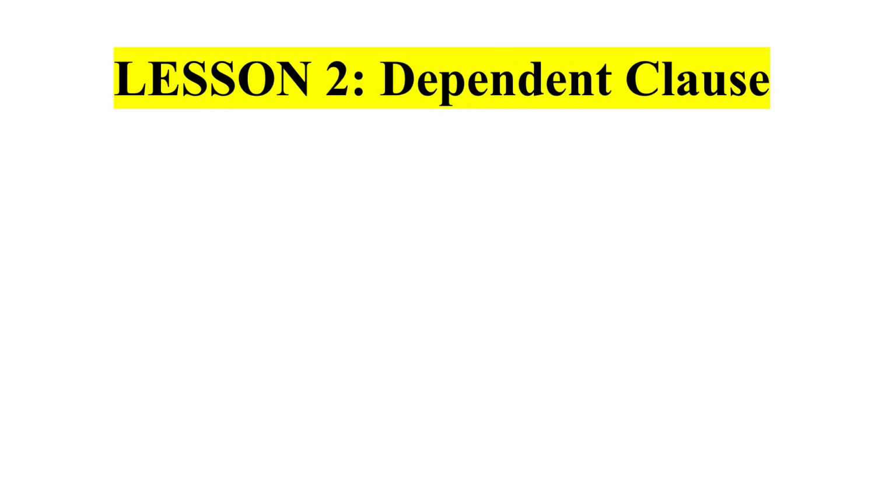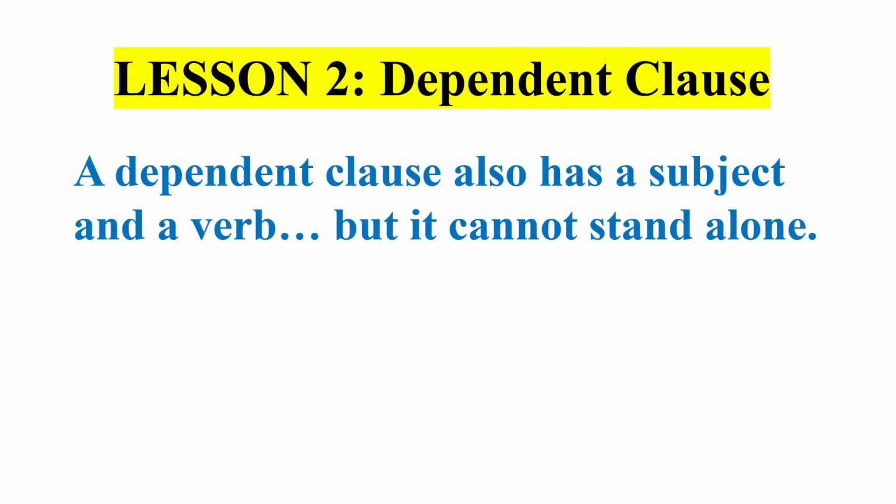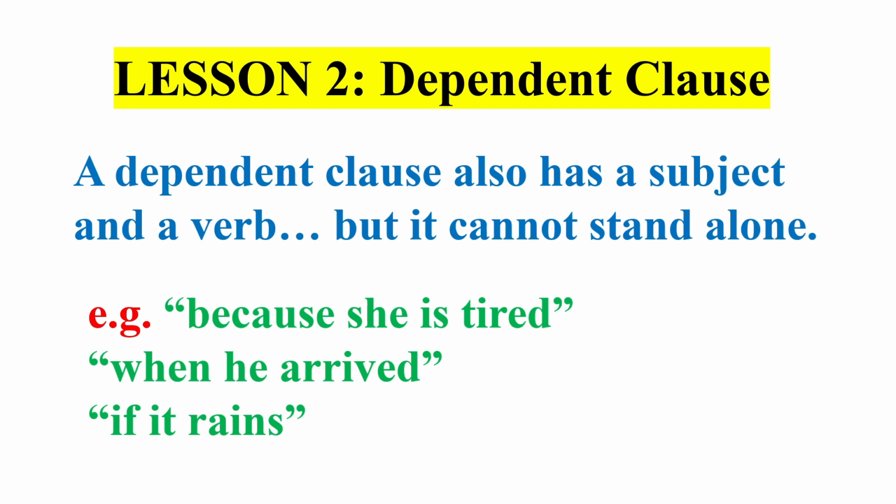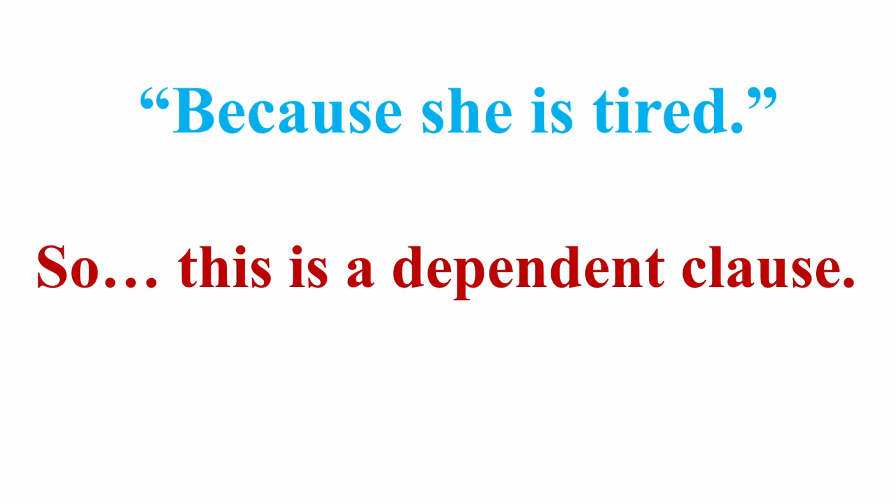Next, dependent clause. A dependent clause also has a subject and a verb, but it cannot stand alone. For example, because she is tired. When he arrived. If it rains. Now listen carefully. Because she is tired, does this feel complete, everyone? No, it feels unfinished, isn't it? So this is a dependent clause.